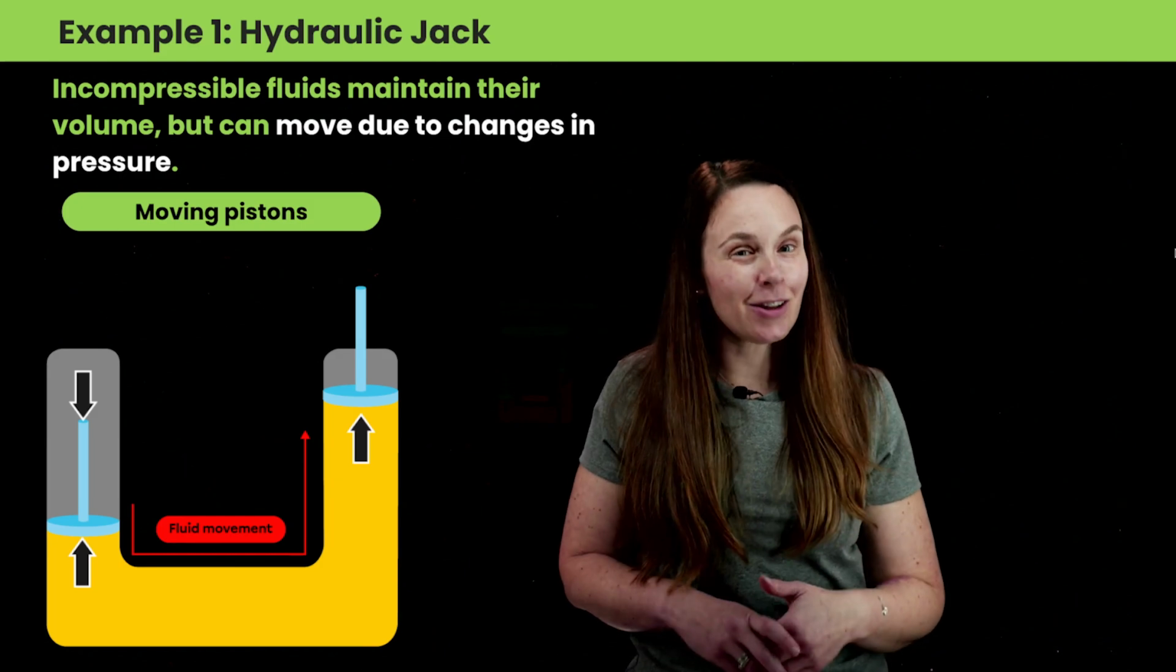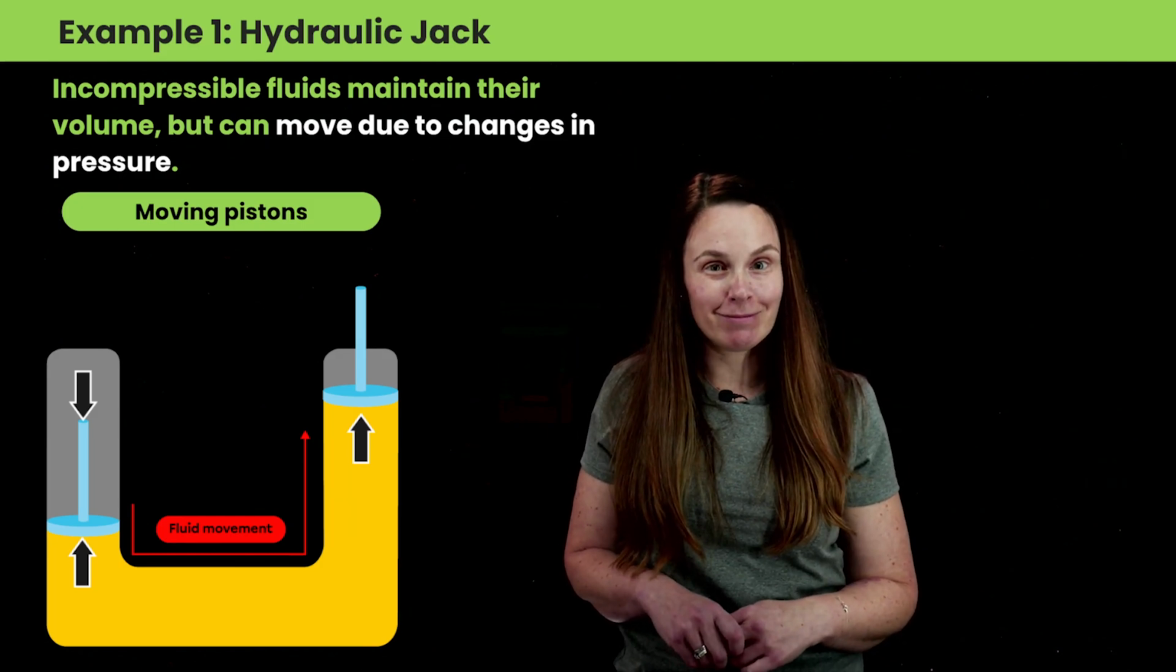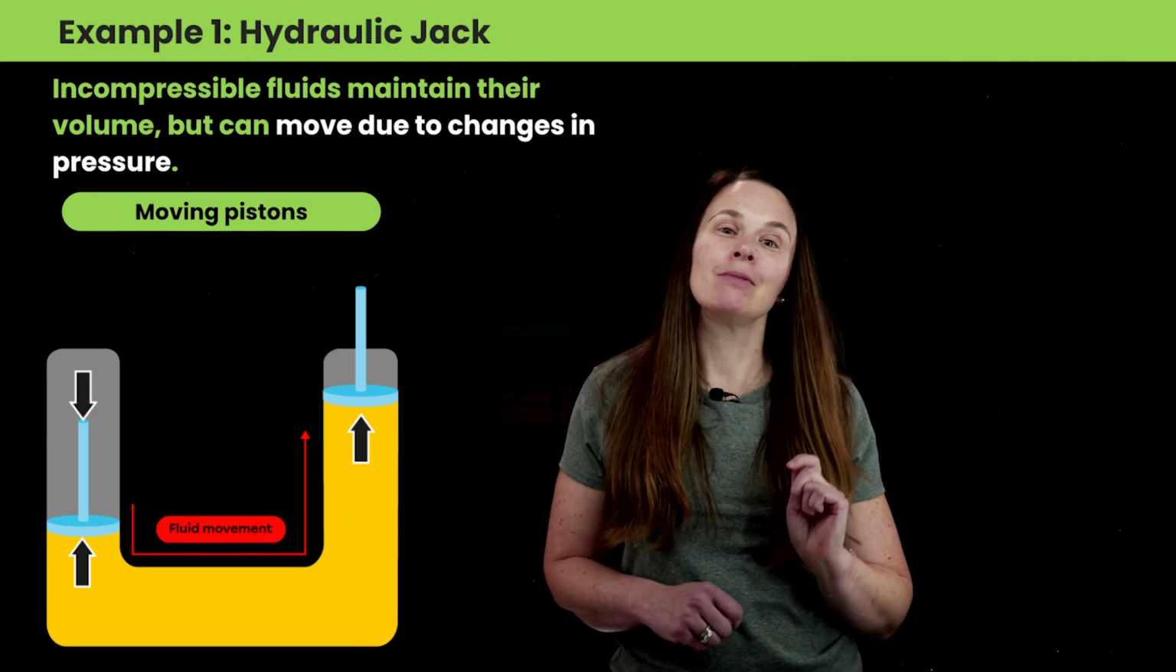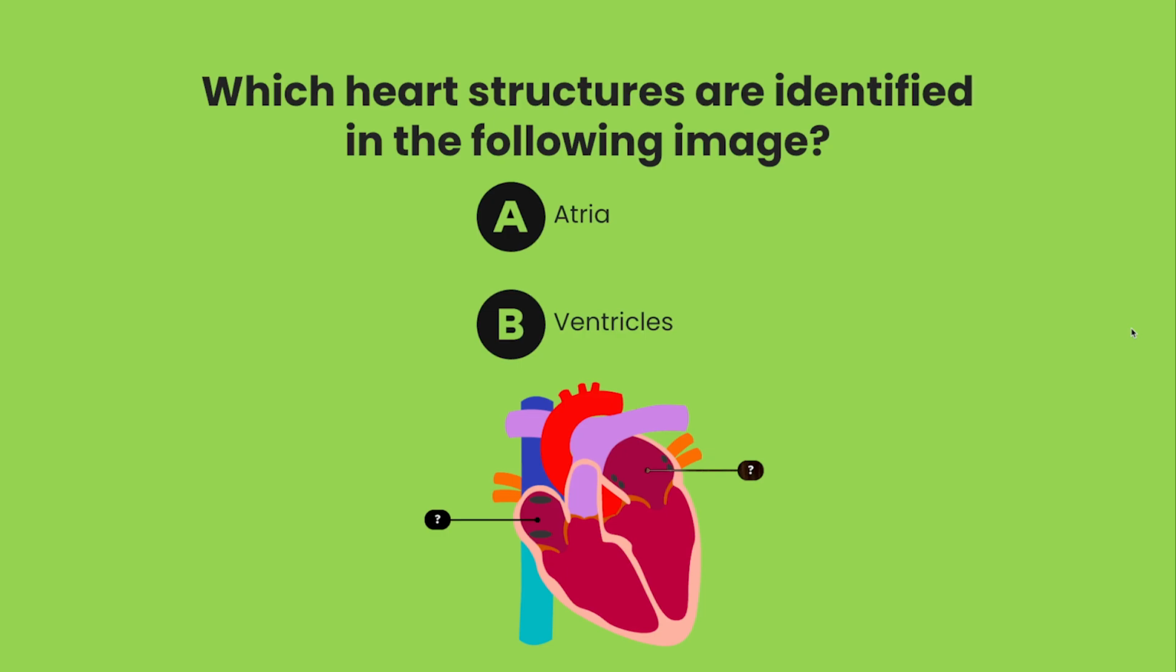Now let's look at another incompressible fluid in our body, blood. But first, let's answer a question. Which heart structures are identified in the following image? Is it A, the atria, or B, the ventricle? The answer is A, atria.